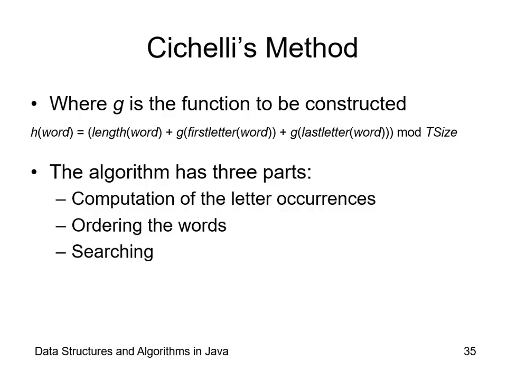Again, the input of Cichelli's method is a word. When you pass this word into the hash function, it is calculated like this. Number one, find the length of that word. Number two, take the first letter of that word and pass it to the G function. Number three, get the last letter of that word and pass it to the G function. Add these together, and then mod by the size of the table where we want to store these words.